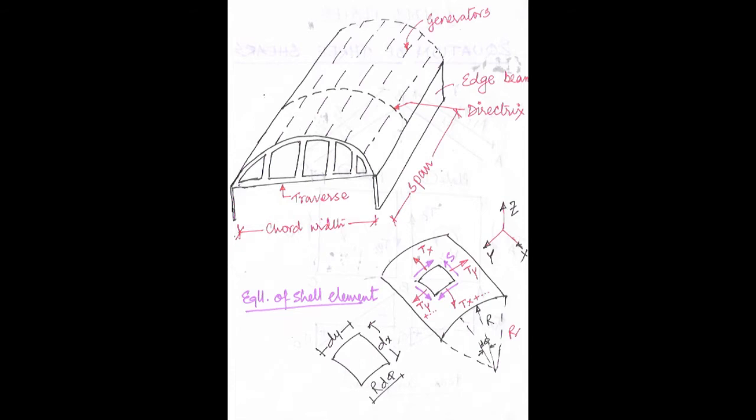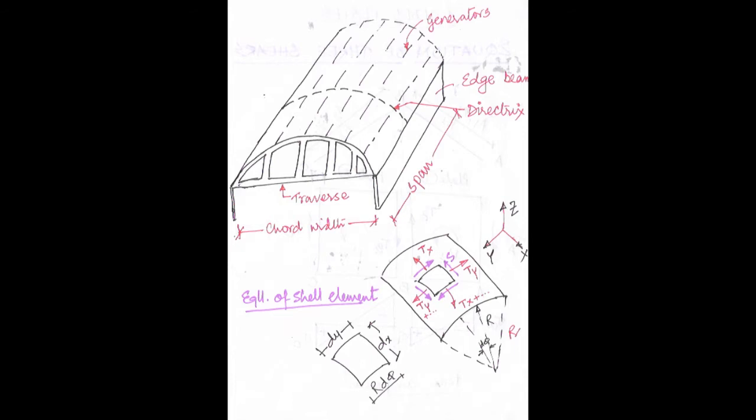In this diagram, please note it down very carefully. What are the directrix, generators, edge beam, chord width, traverse, span, everything I have shown over here. Now if we take one shell element from here and analyze it further, as you can see from the diagram, here Tx, Ty, they are the membrane forces.